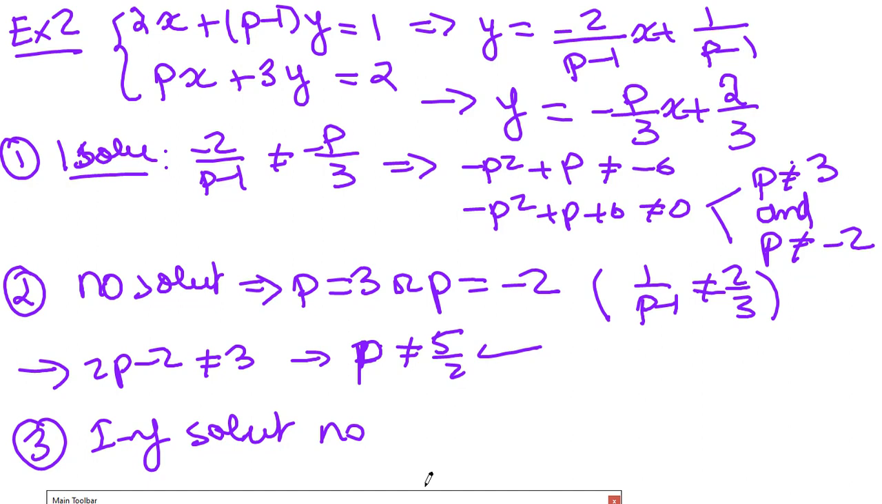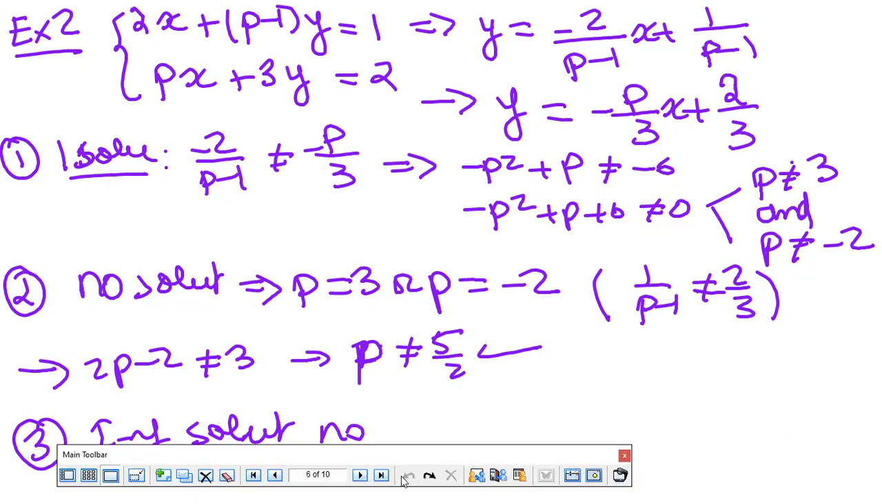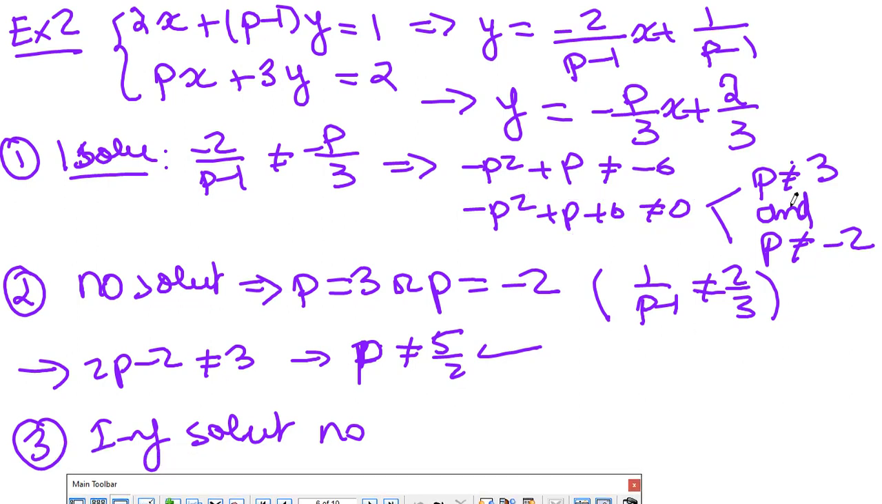Exactly the same. If I want to have one solution, the slope should be not equal. So I will solve -2/(p-1) not equal to -p/3. It's a quadratic equation. We know how to solve it from the preceding chapters. So using the calculator or delta, I should have p not equal to 3 and p not equal to -2.